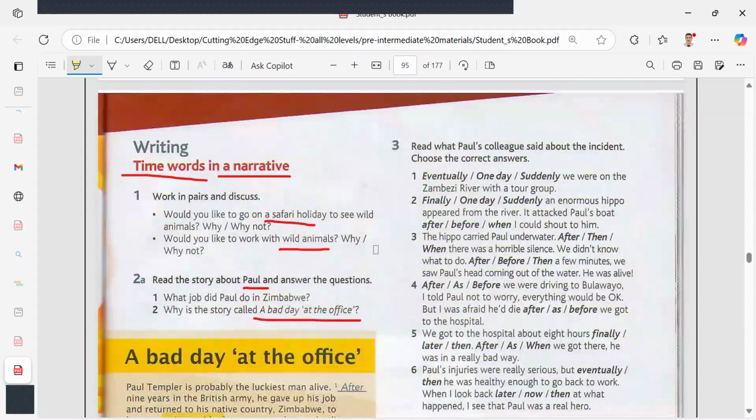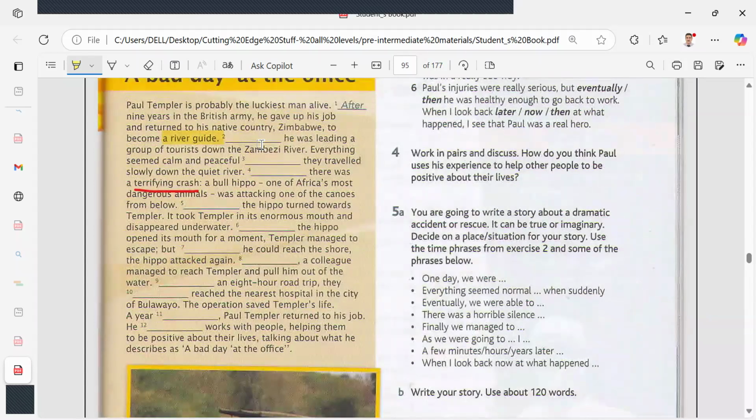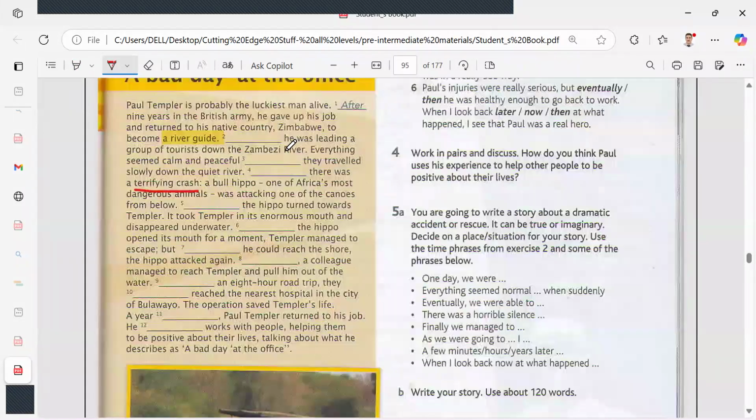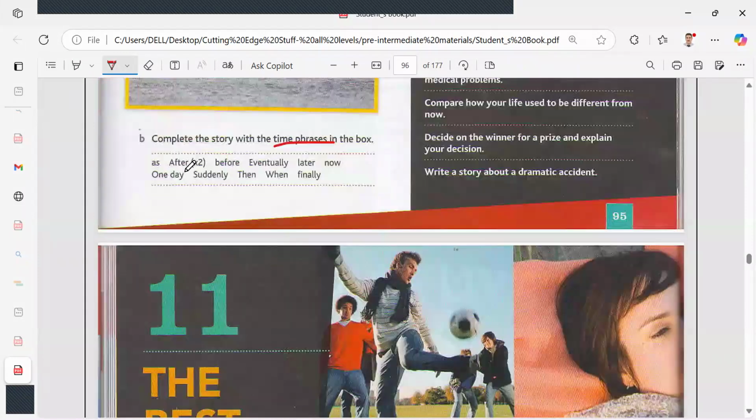Right. So now, as you see, I think the story is complete, but we need more words to help us understand and make our story more exciting. So we need to use time phrases. Time phrases like what? As, after, before, eventually, later, now, one day, suddenly, then, when, finally. All these words, we call them linkers or conjunctions. Can you please try to use them in this story? By the way, use after 2 times. The other words only once.